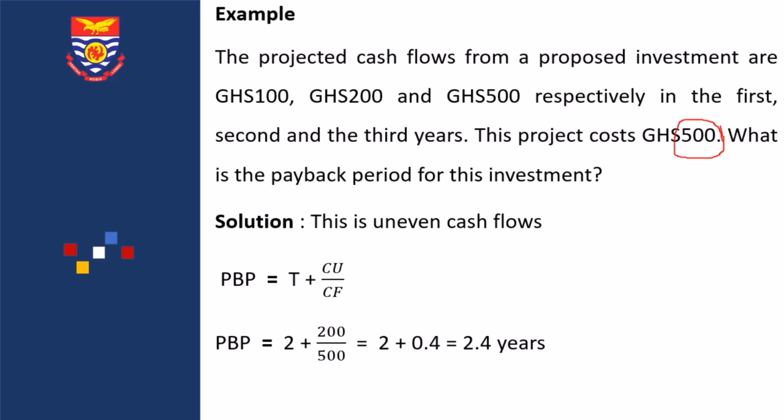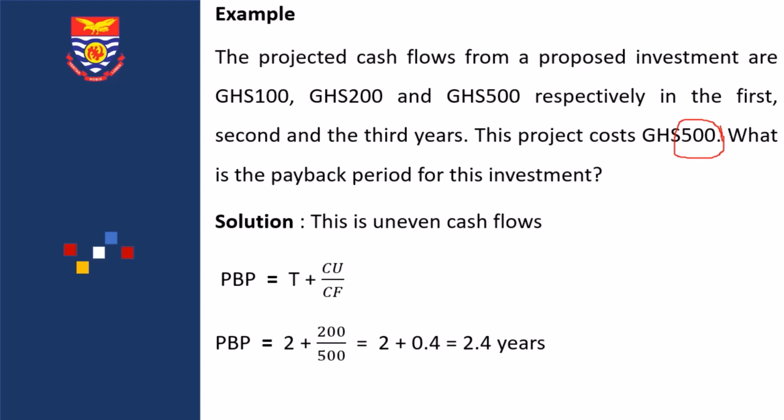So year 1 is 100, year 2 is 200, so for year 1 and year 2 we are going to get 300. And if you add year 3 to it, it's going to be 100 plus 200 plus 500, which is 800. But we don't want 800. So at the end of year 2, you have 300. It means you will need 200 in the subsequent year. You need 200 in year 3 to top up the 300 we've recovered in years 1 and 2 before we get the exact 500 that we are looking for.